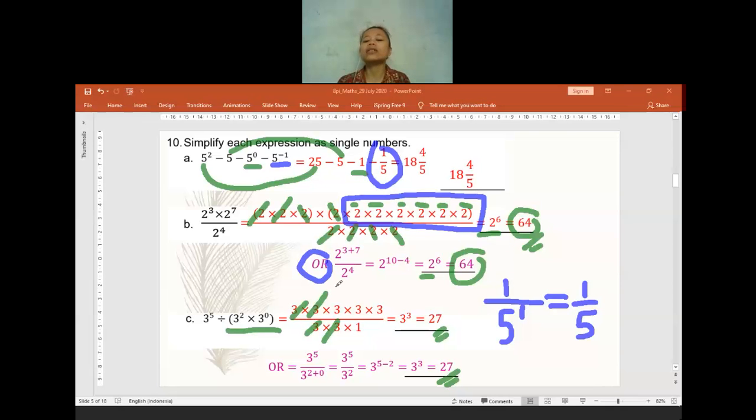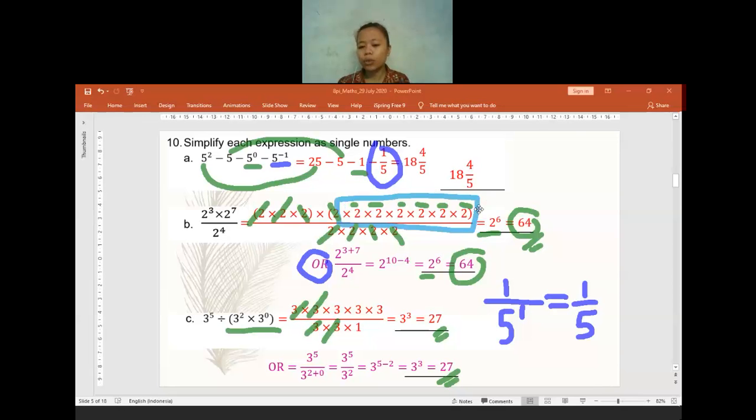For me, using the rule from the indices is better because it does not take so much time. When it is a multiplication, I can just directly add the powers. 3 plus 7 equals 10. Now I have 2 to the power of 10 divided by 2 to the power of 4. It is a division, so we can directly subtract the powers. 10 minus 4 equals 6. So the final answer will be 2 to the power of 6.